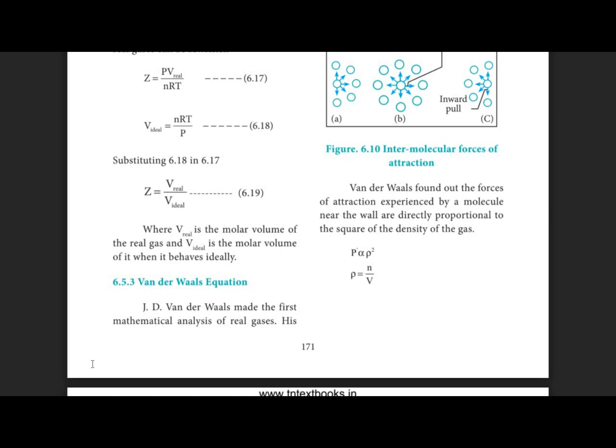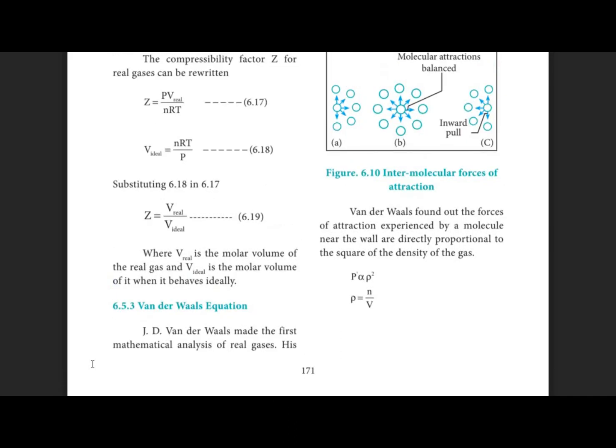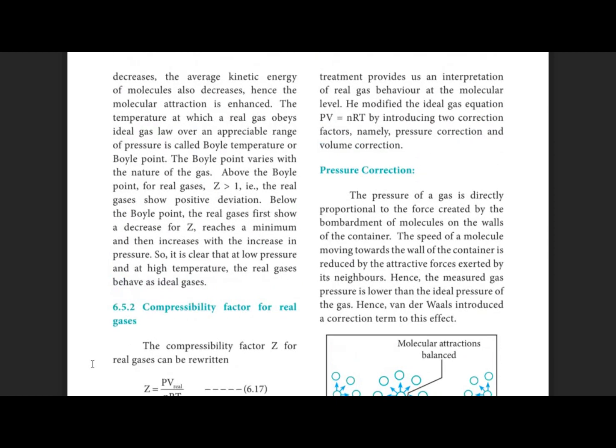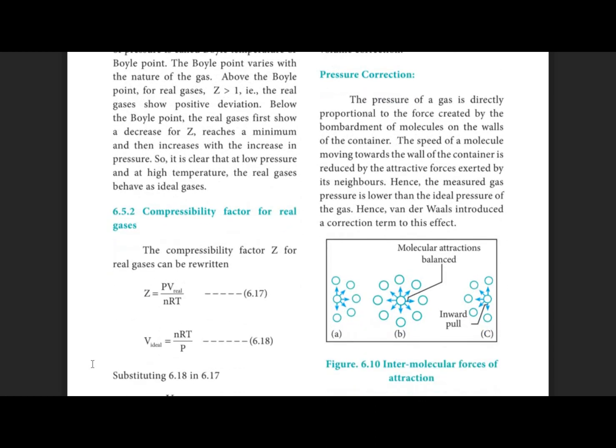Van der Waals equation. J.D. van der Waals made the first mathematical analysis of the real gases, and his experimental treatment provides us an interpretation of real gas behavior at the molecular level. He modified the ideal gas equation PV is equal to nRT by introducing two correction factors, namely pressure correction and volume correction. Pressure correction. The pressure of a gas is directly proportional to the force created by the bombardment of the molecules on the walls of the container.